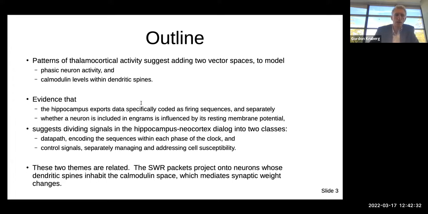Now, these two themes are interrelated. Outbound packets from the hippocampus, specifically the sharp wave ripple packets, project onto neurons whose dendritic spines inhabit that calcium calmodulin space that I described originally with the thalamocortical activity projections. And that calmodulin space is ultimately what mediates synaptic weight changes.